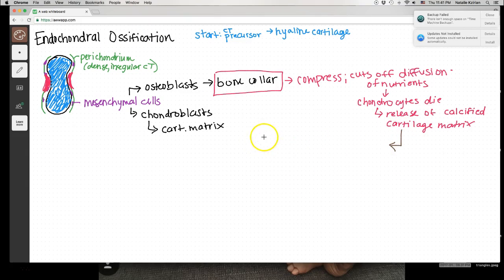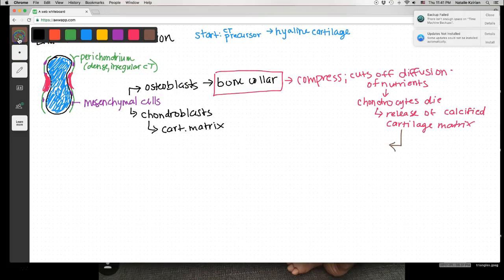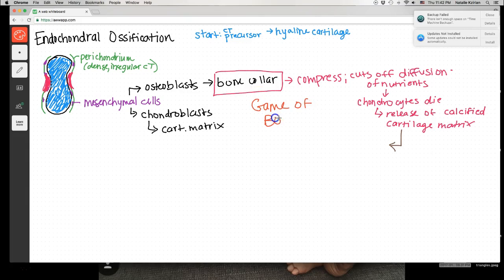Okay, so I like to think of this, I'm sure we have some Game of Thrones fans out there, we're going to call this Game of Bones. Dun, dun, dun, dun, dun. I'm probably not even singing that right.